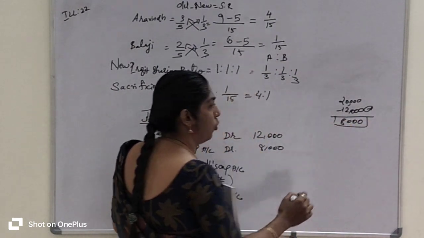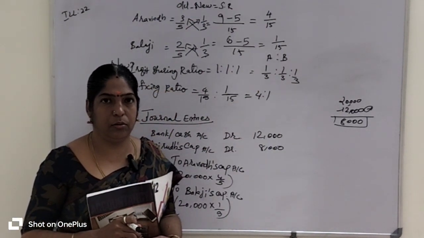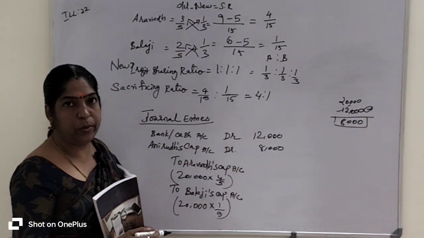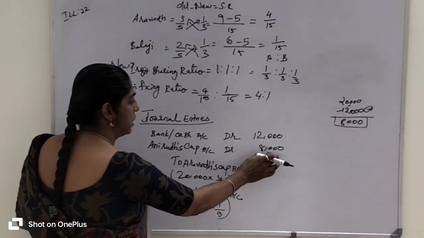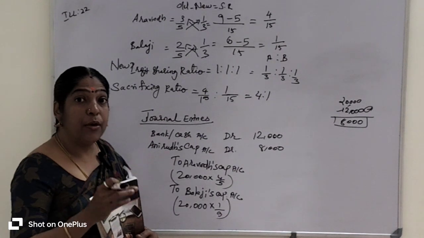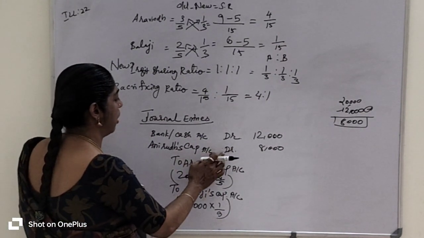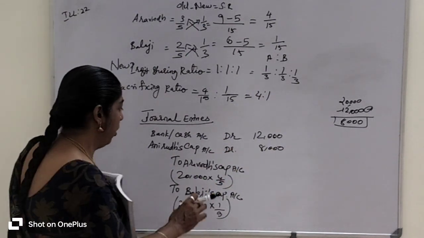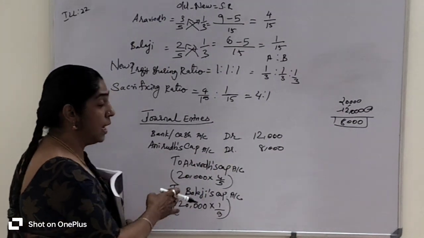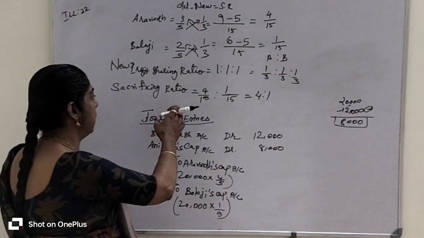For this 8,000 rupees, the existing partners take from the capital. So Anirudh's capital account debit 8,000 rupees. How will you get this remaining 8,000 rupees of goodwill from 20,000 rupees? From Anirudh's capital. So for that, Anirudh's capital account debit 8,000 rupees. Now we are going to distribute that 20,000 rupees goodwill to the existing partners, on the sacrificing ratio basis.